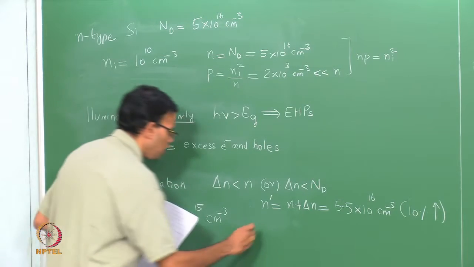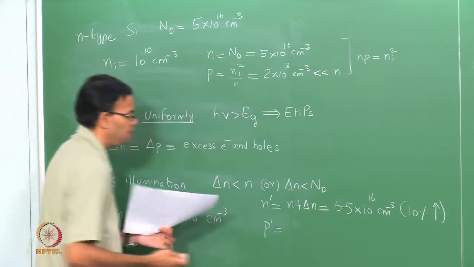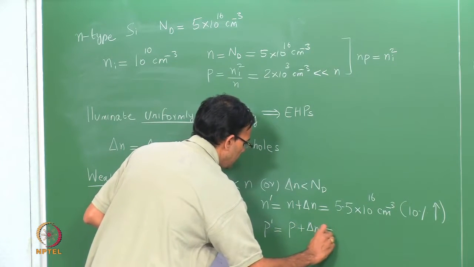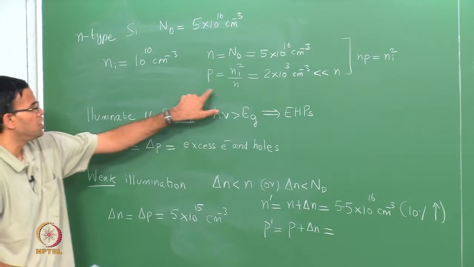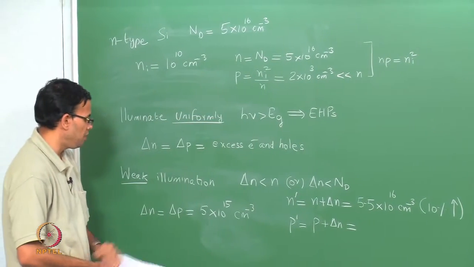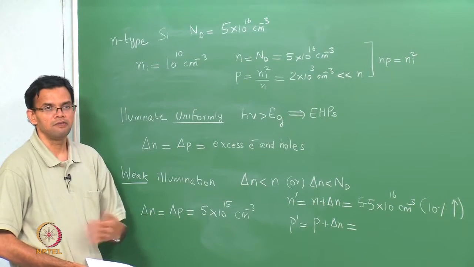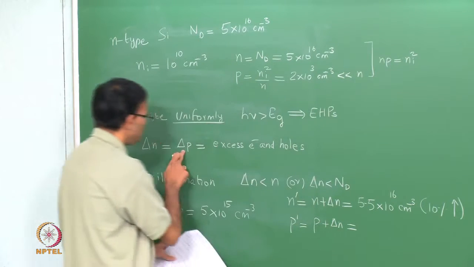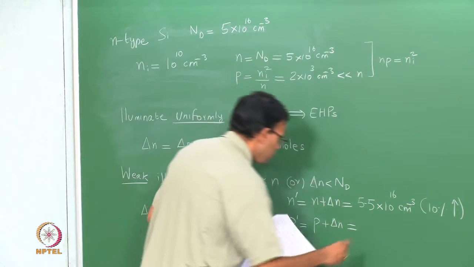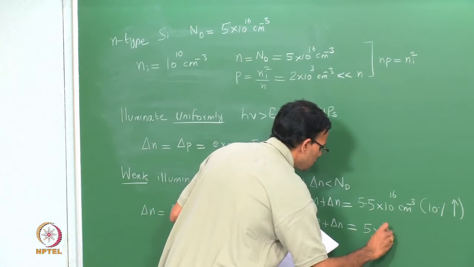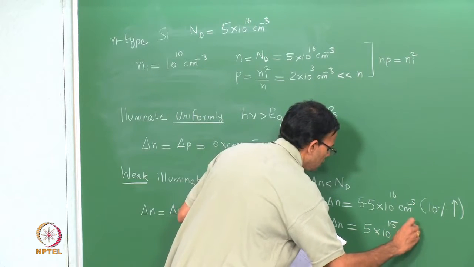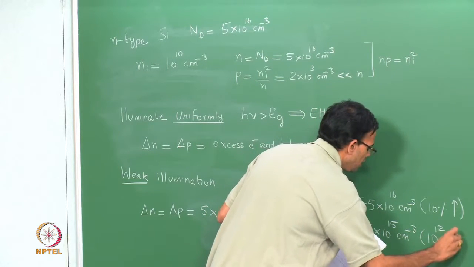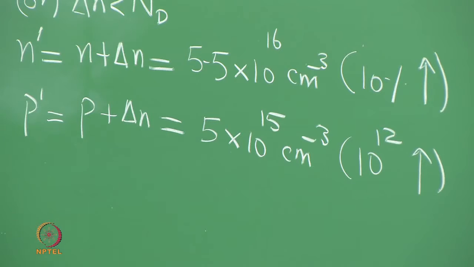On the other hand, your new hole concentration p prime is p plus delta n, but your p originally is very small, 2 times 10 to the 3, while the number of carriers you have generated is 10 to the 15. So, it is p plus delta n, which is the same as delta p. So, it is equal to 5 times 10 to the 15. So, you have an increase by 12 orders of magnitude.